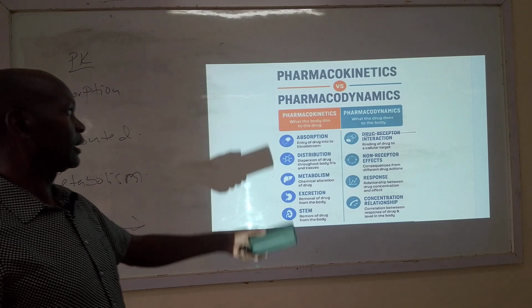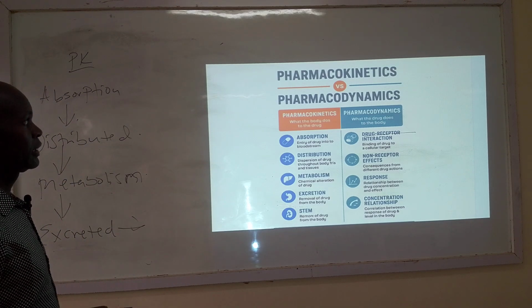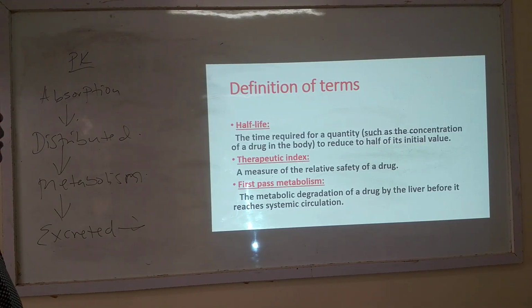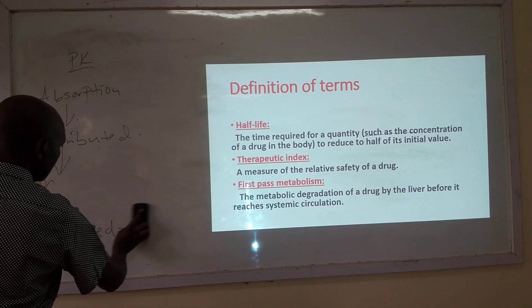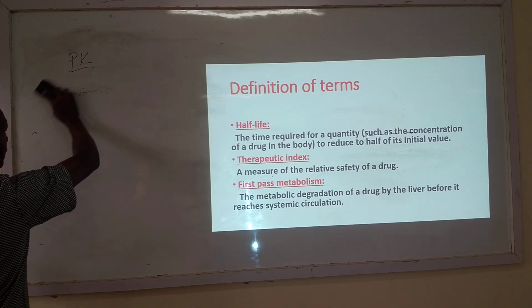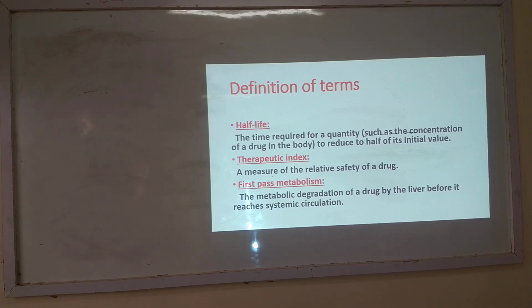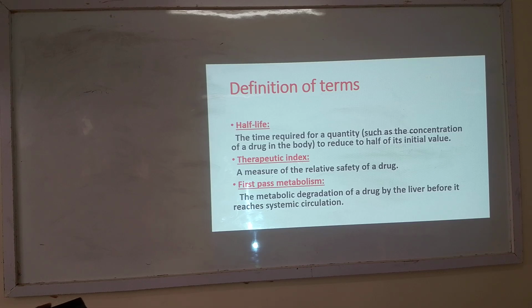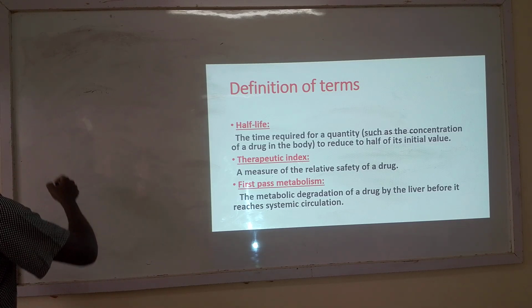And then pharmacodynamics is basically what the drug does to the body. We have a few definitions of terms here. There is half-life, and that is basically the time which is required for a quantity of a drug to be reduced to a half of its initial value. Different drugs have different half-lives.